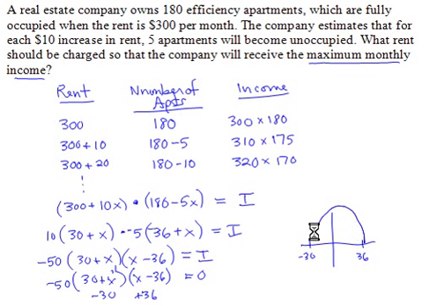Connecting these, we'll see that this parabola is going to open downward, and we're going to have a maximum somewhere. We can find that maximum by looking at the point halfway between -30 and 36, and we can average those to do it. So we'll add these together, divide by 2, and that gives me 6/2, which equals 3. So x equals 3. That means that the best value for rent is 300 plus 30, or 330.